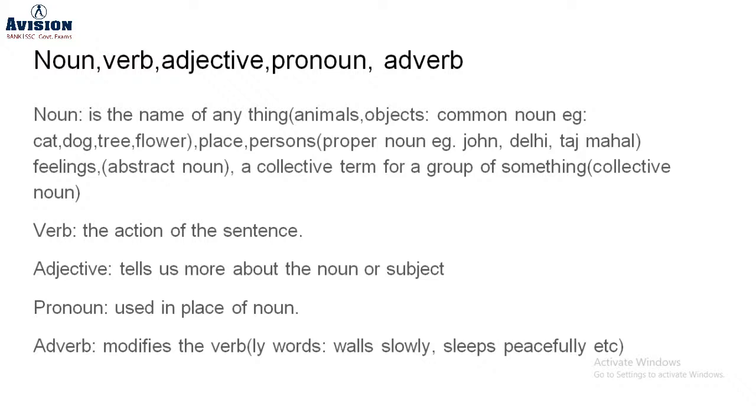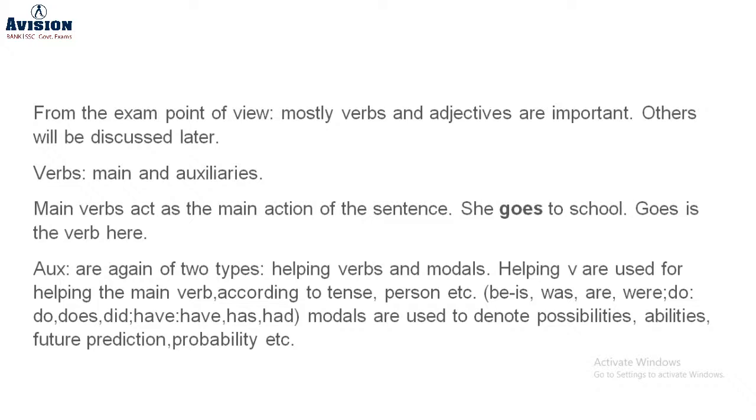Take for an example. Now if you see it closely, slowly is modifying the verb walks, right? So this slowly is an adverb. My daughter sleeps peacefully. So how is she sleeping? She is sleeping peacefully. This word peacefully is an adverb. So these are the basic functions of the parts of speech.